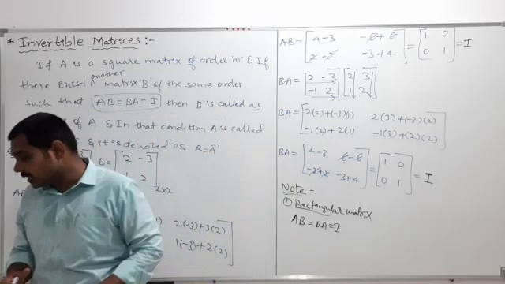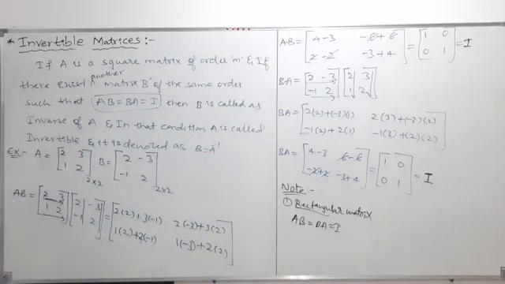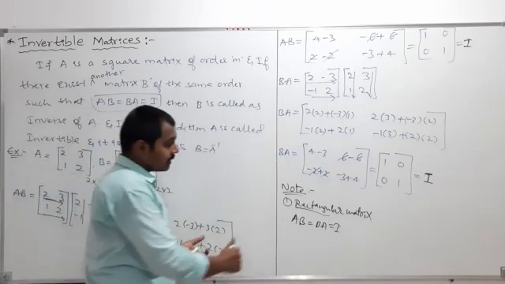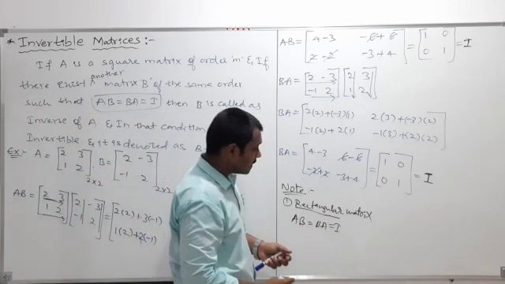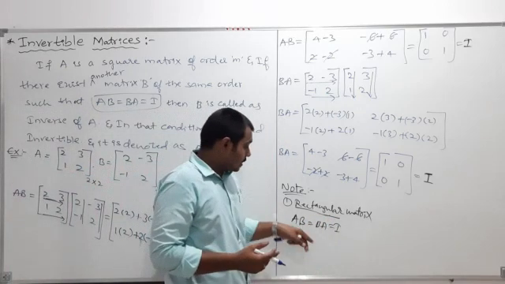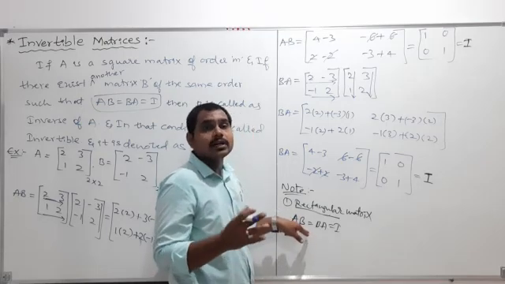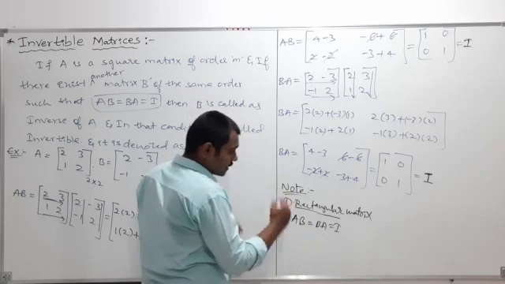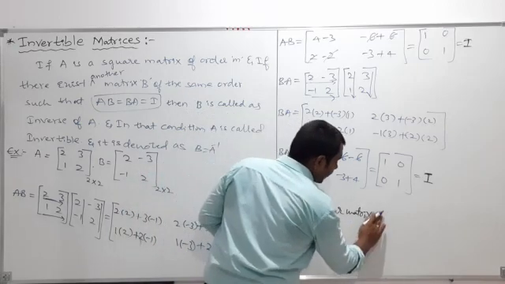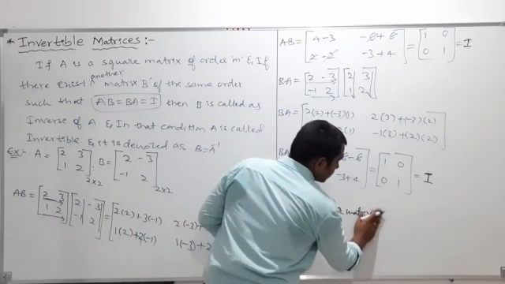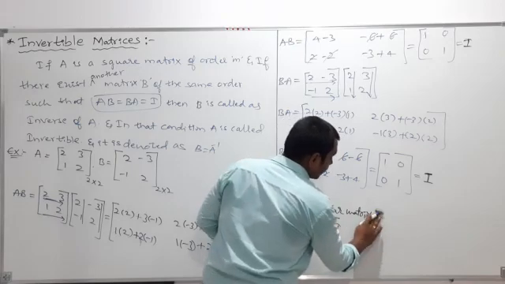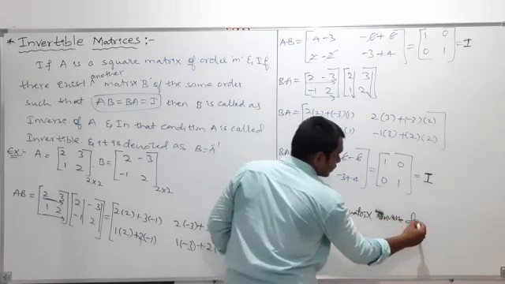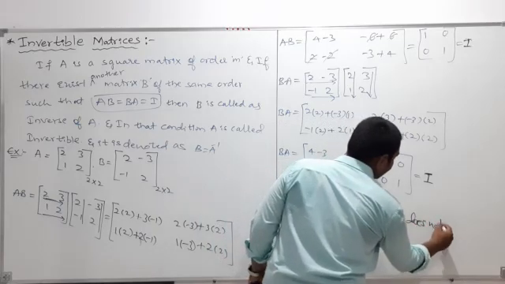In a rectangular matrix, the matrices A and B may not have the same order. So therefore multiplication is not possible. So in a rectangular matrix, inverse does not exist. In a rectangular matrix, inverse does not exist. Please keep in mind, it does not exist.